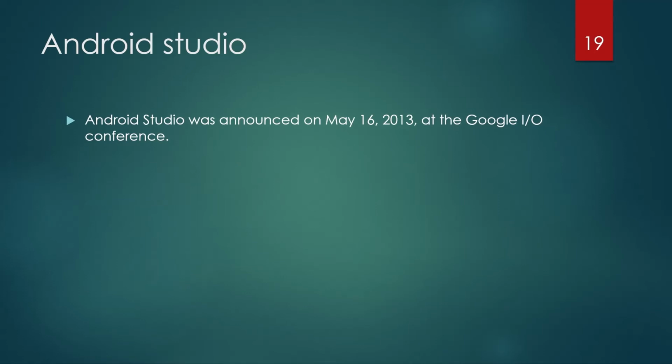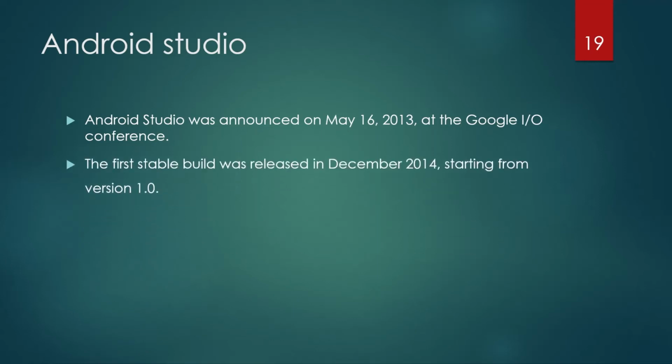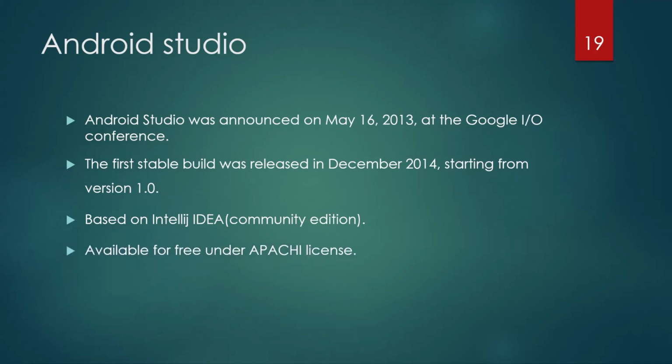Android Studio was announced in May 2013 at the Google I/O conference. The first stable version of it was released in December 2014, starting from version number 1. As I said, it's based on IntelliJ IDEA, the community version, and it's available for free under the Apache license. It's available for Windows, Mac OS and Linux as well.